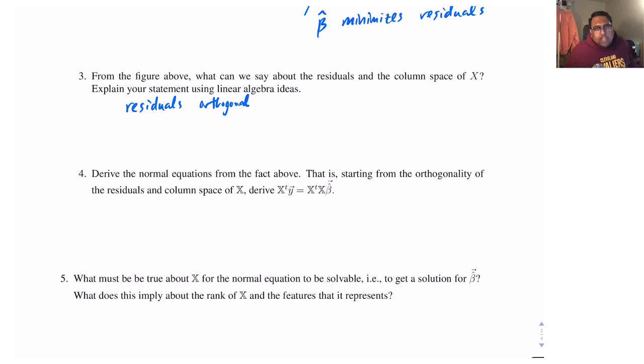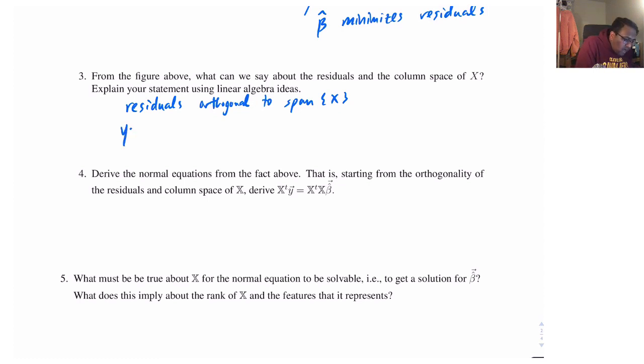One thing I should note is that I've been using the column space of X and the span of X interchangeably. That's because they're the same thing. The column space of X and the span of X mean the exact same thing. And now the question is, how can I express this perhaps more symbolically? This is what we will need moving into question 4.